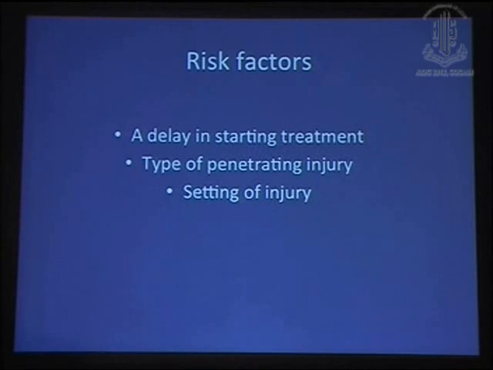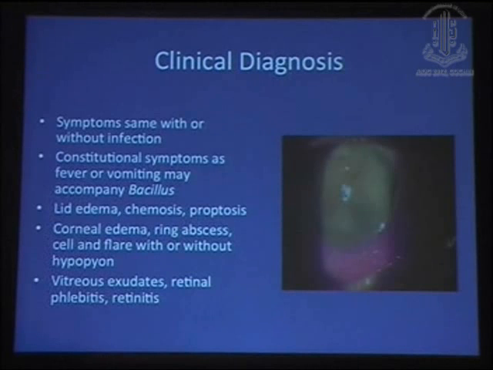So the risk factors involved in traumatic endophthalmitis: a delay in starting the treatment, this is the most important factor, and the type of penetrating injury and at what setting. These are the different risk factors. Also the location where the injury happened, maybe some infectious material is there, which has a very virulent organism.